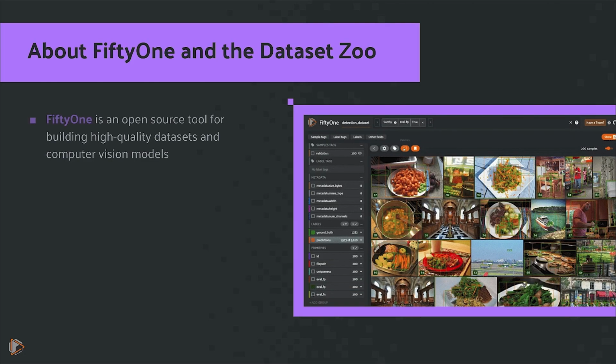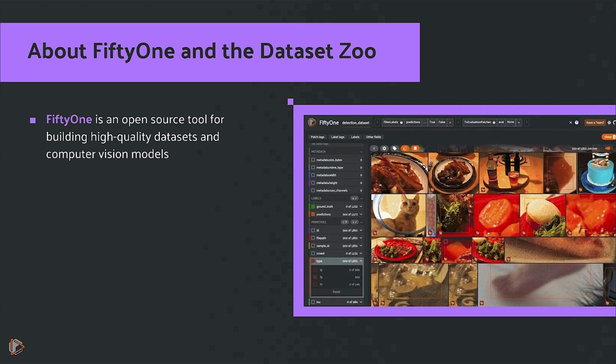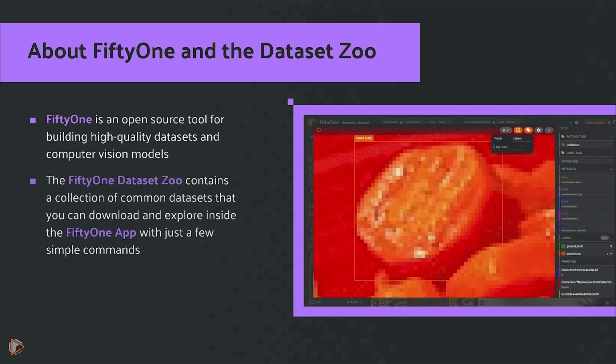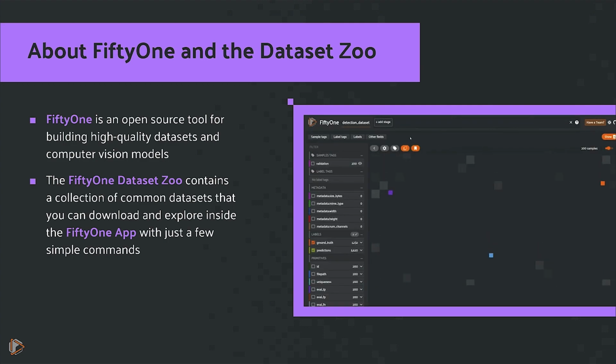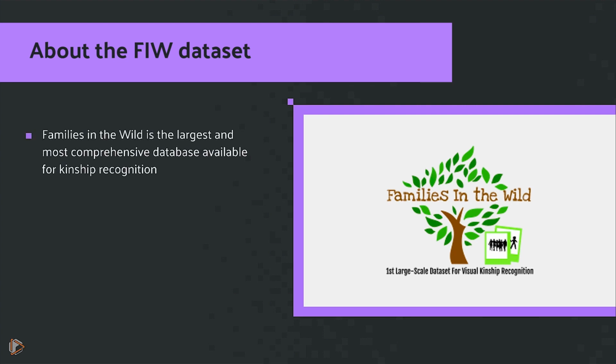Now, before we get started, a quick word about FiftyOne and the Dataset Zoo. FiftyOne is an open source tool for building high quality datasets and computer vision models, and the FiftyOne Dataset Zoo contains a collection of common datasets that you can download and explore inside the FiftyOne app with just a few simple commands.